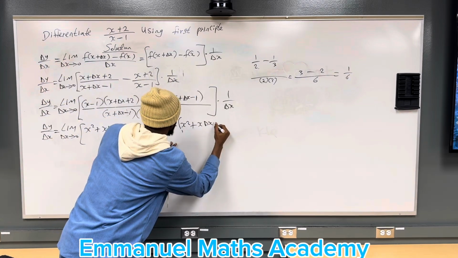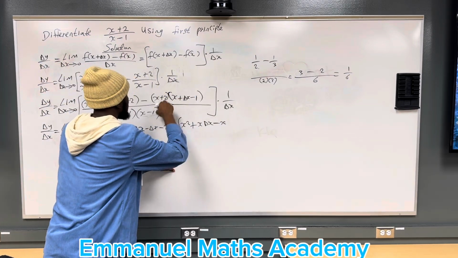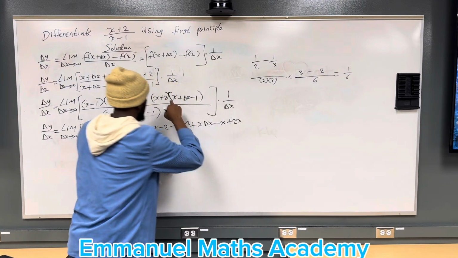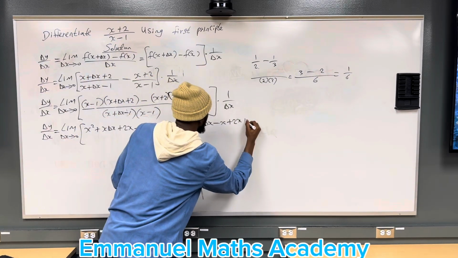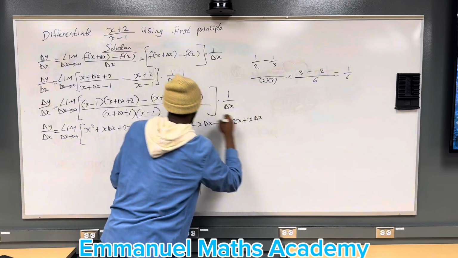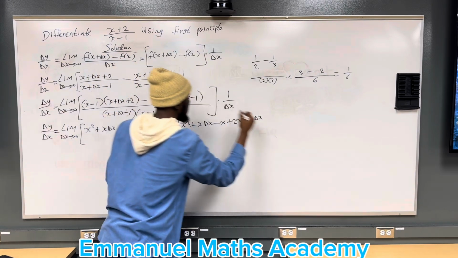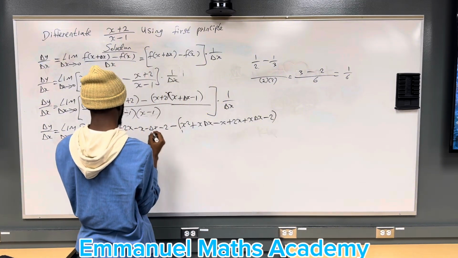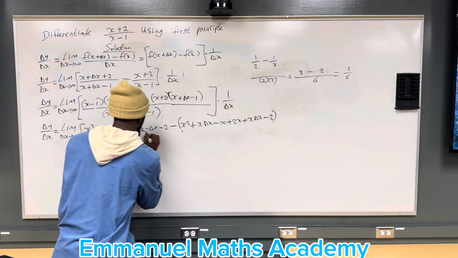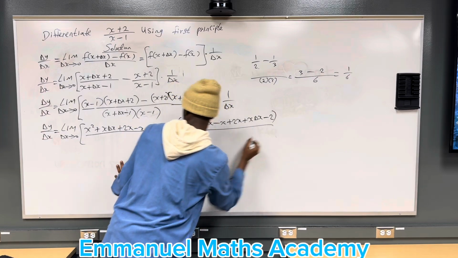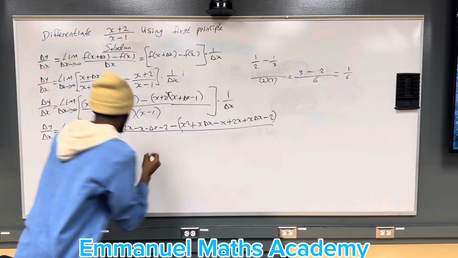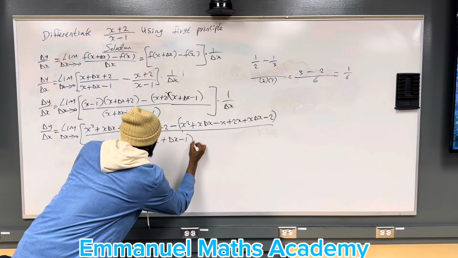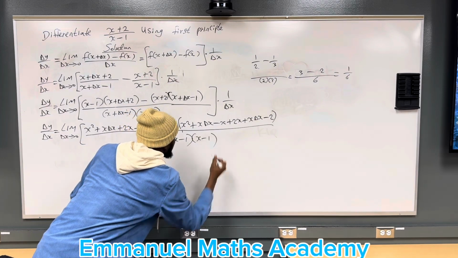This times this will give you what? Minus x. 2 times this will give you what? 2x plus 2x. This times this will give you what? x delta x. This times this will give you what? Minus 2. Right? Over what? Remember your LCM here. What do you have? Your denominator: x plus delta x minus 1, over x minus 1.